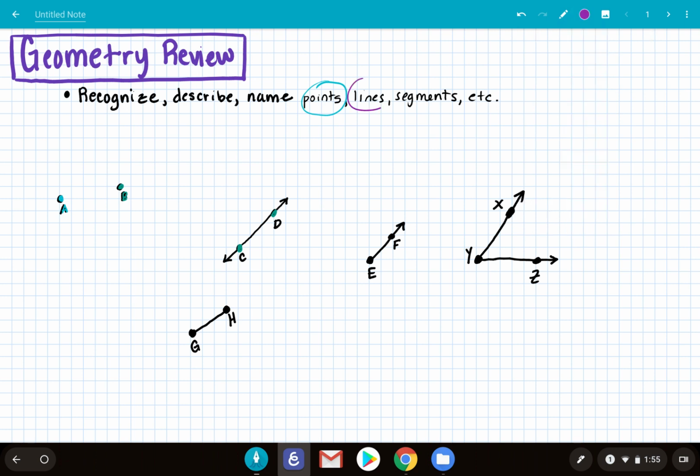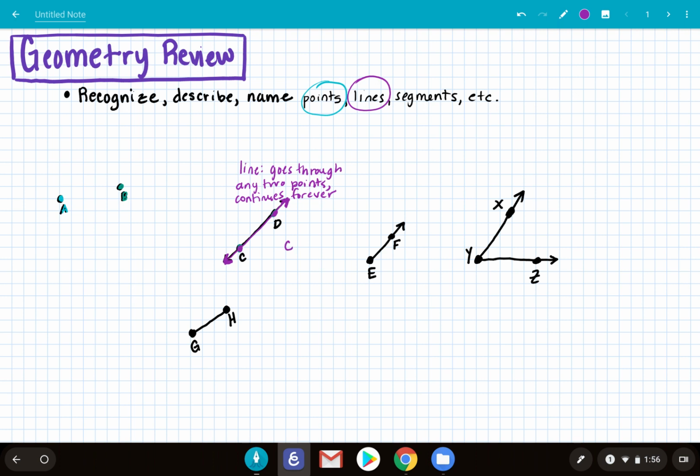So in this case, a line goes through any 2 points and continues forever in both directions. So a line goes through any 2 points and it continues forever in both directions. And that's why we use these arrows indicating that the line actually goes forever, even though we're only showing you this little piece of it.